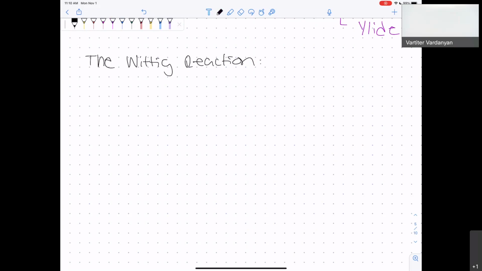Okay, so the Wittig reaction is going to be between a carbonyl group and the ylide. For the carbonyl group, I'm just going to draw a general structure. Let's call it R1 and R2. And this could be an aldehyde, so the R groups could also be H's. And then we're going to react that with an ylide. So I'm going to say R3, R4, because again, these could be any carbon chains. And it's double bonded to PPh3.